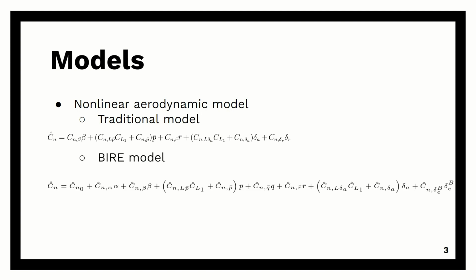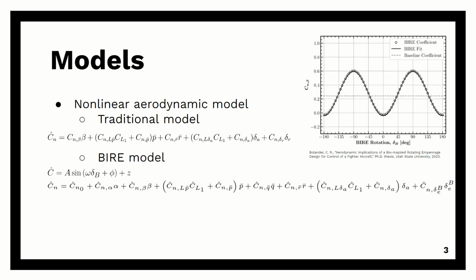But for the Bayer, not only do we have more coefficients in this equation, we have coupling terms, etc. But each of these coefficients, you'll notice each has a little hat. And that hat is due to each of these coefficients being a function of the tail rotation angle. And so here's a plot from the work done by Bolander. You can see that dashed line, which is the baseline, statically unstable fighter aircraft. And then you can see the change in the yawing moment coefficient C_n_beta as a function of this tail rotation angle. And so you can see this aerodynamic model is highly nonlinear.